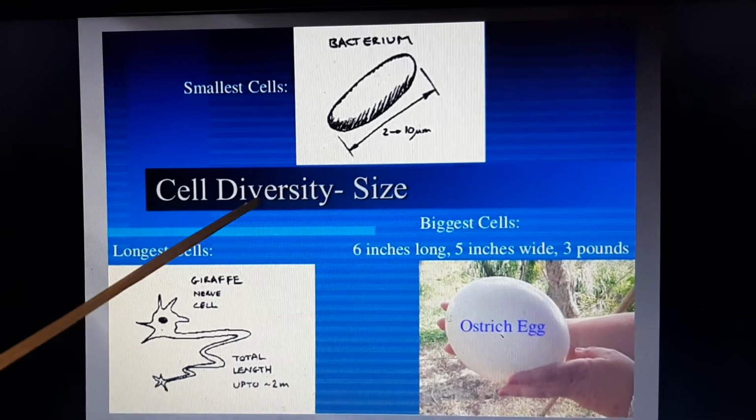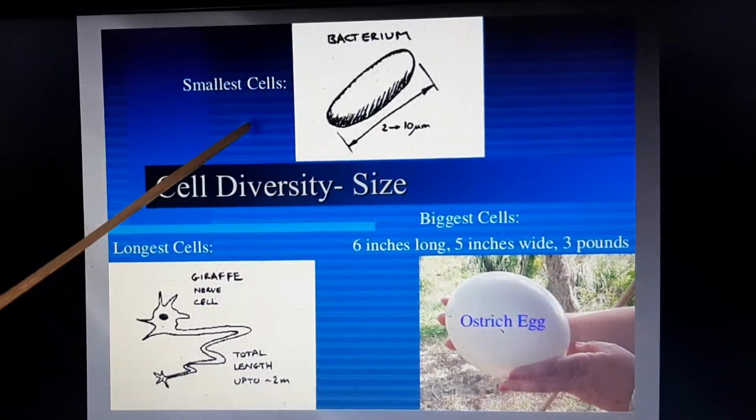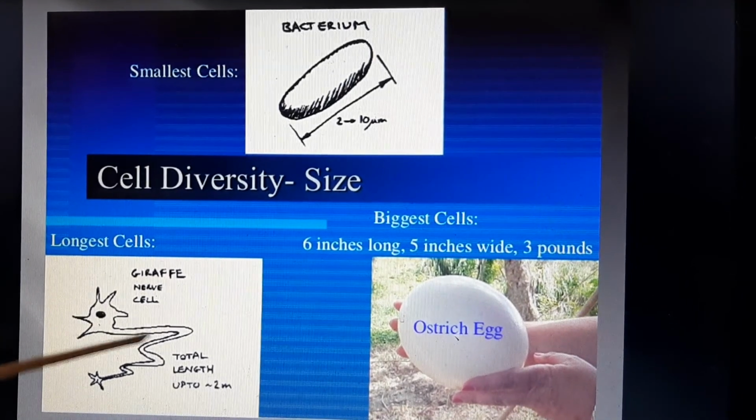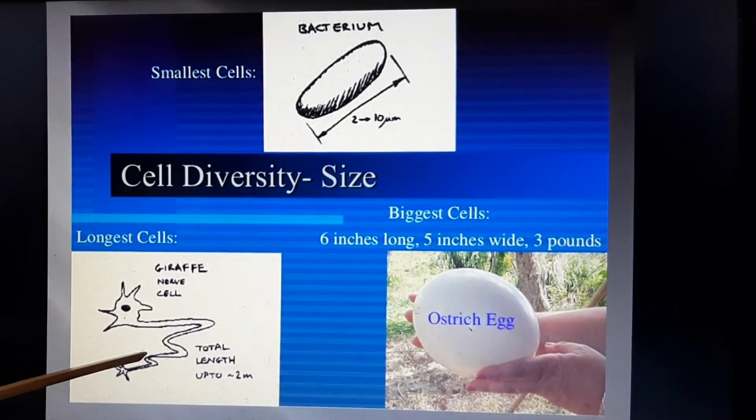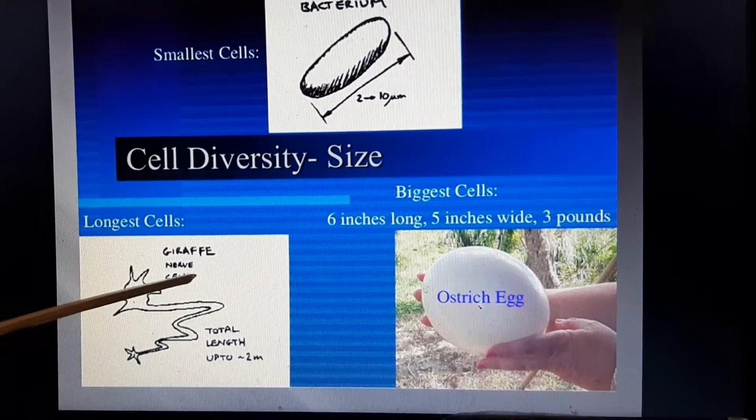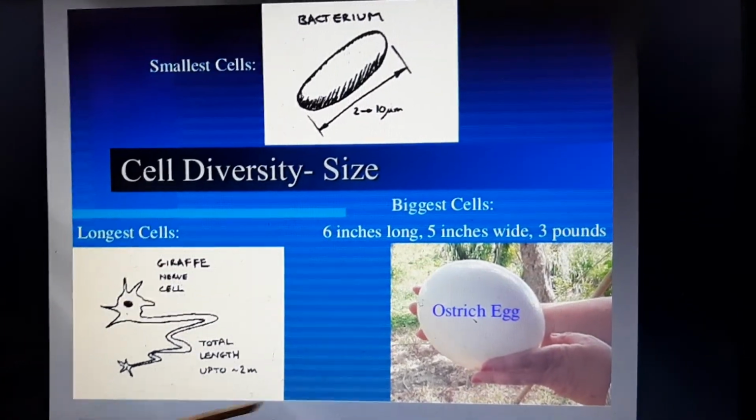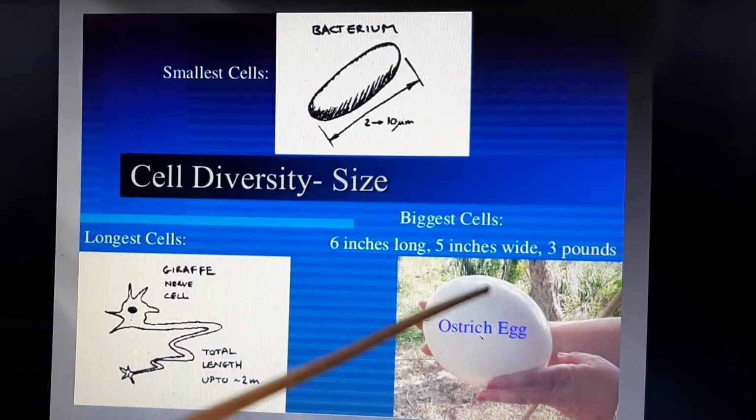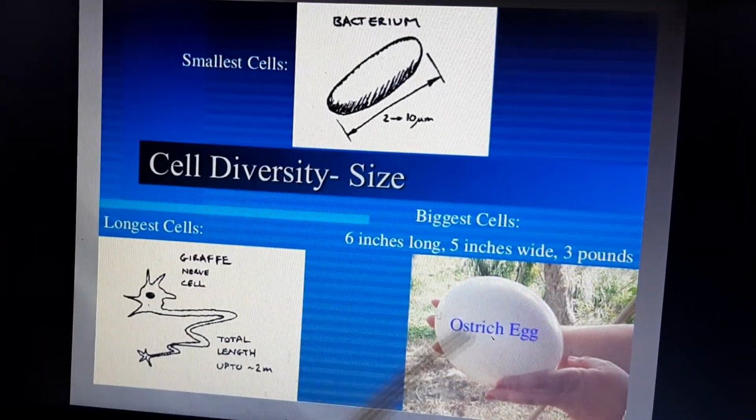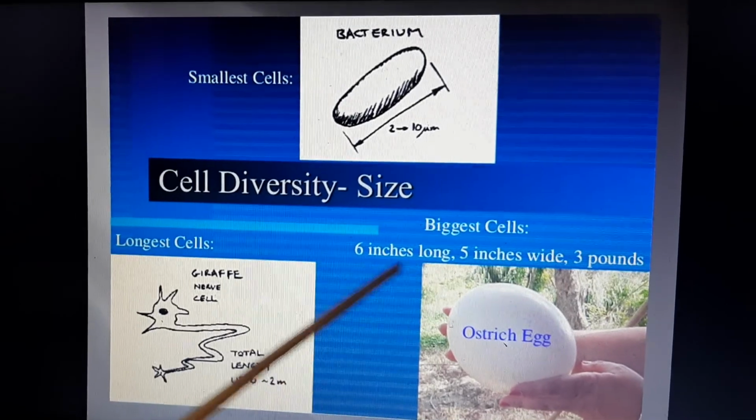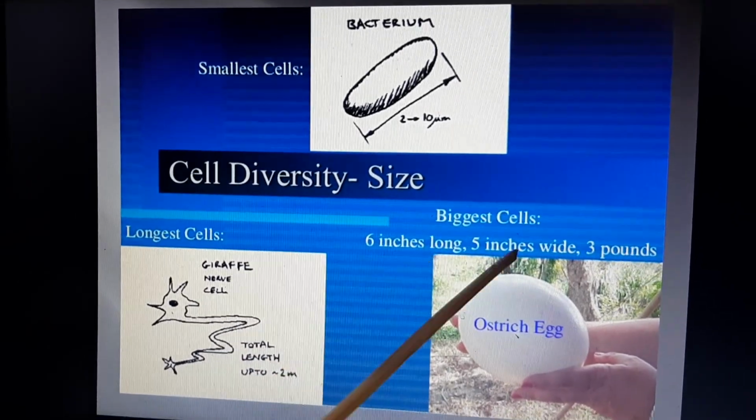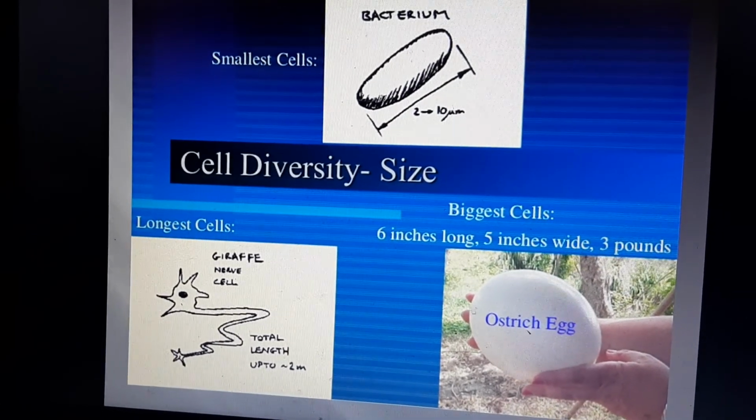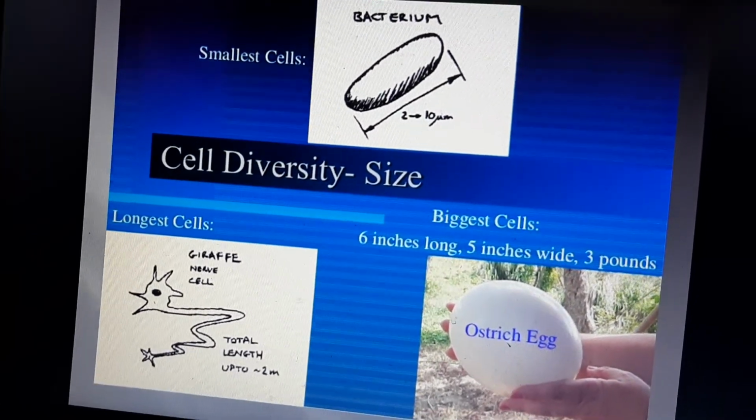You can see cell diversity sizes. Smallest cell is bacterium. Longest cell you can see is a structure called a neuron, or you can say giraffe nerve cell. Its total length is up to 2 meter. Then the biggest cell you can see, ostrich egg, is the biggest cell. It is 6 inches long, 5 inches wide, and it is 3 pounds. So students, this is cell diversity sizes.